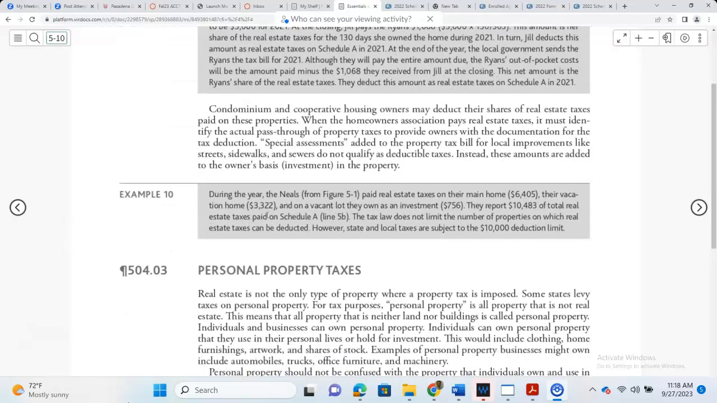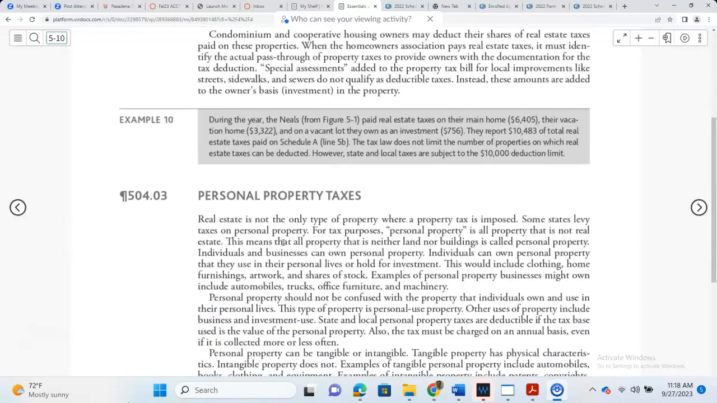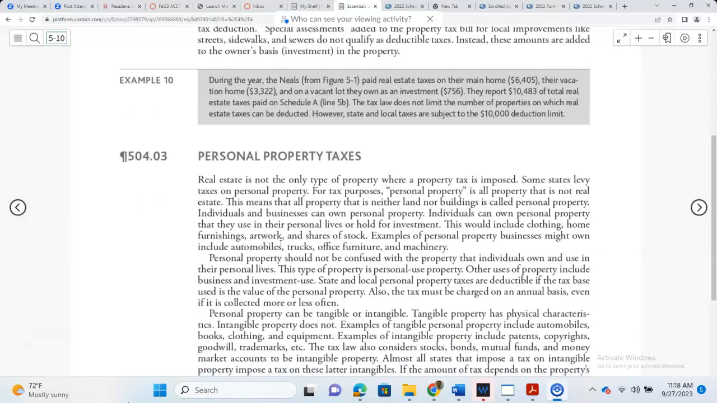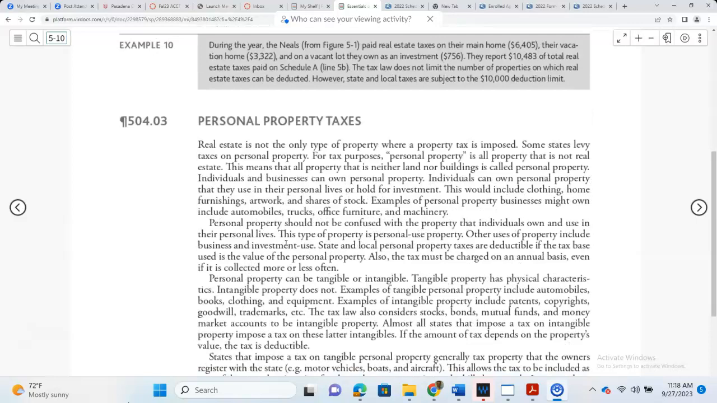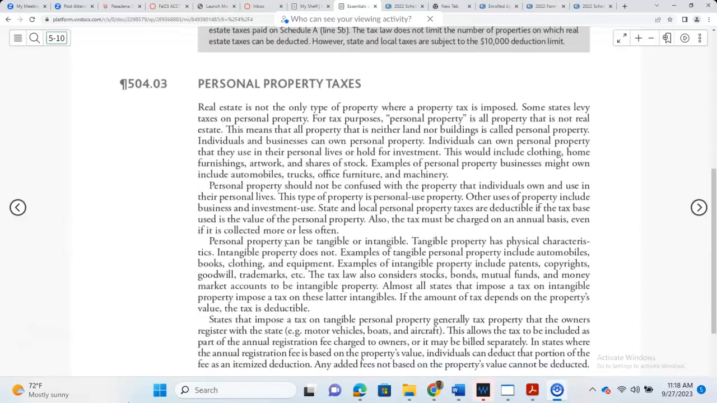Okay, good, I believe. There's another example here. Personal property tax, that is about taxes that you pay for personal property, like a boat, RV, camper, those types of things. So real estate is not the only type of property where a property tax is imposed. Some states levy taxes on personal property that is not real estate. Examples of personal property a business might own include automobiles, trucks, office furniture, and machinery.